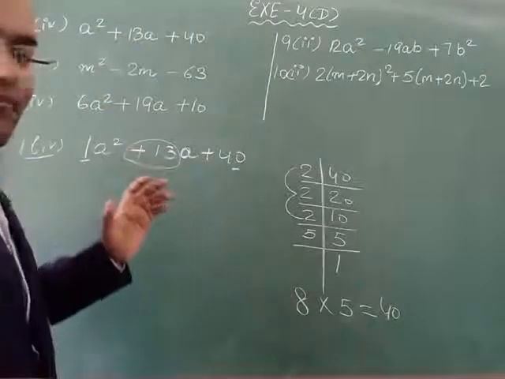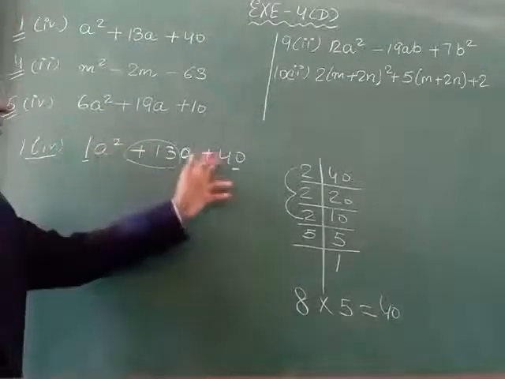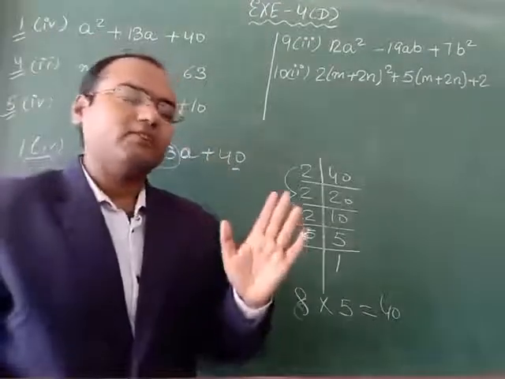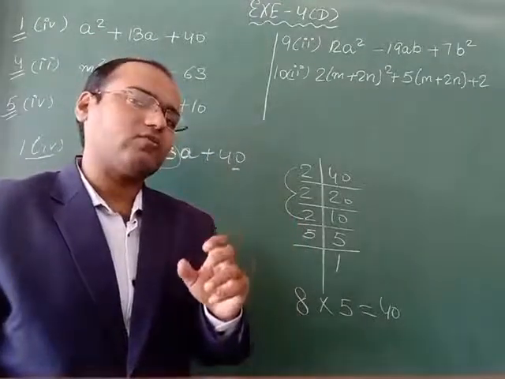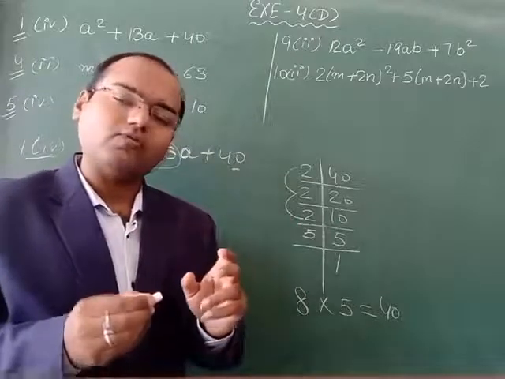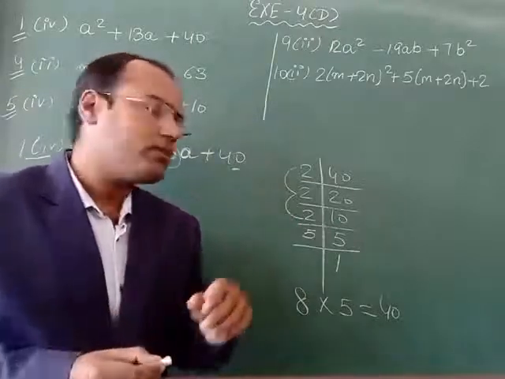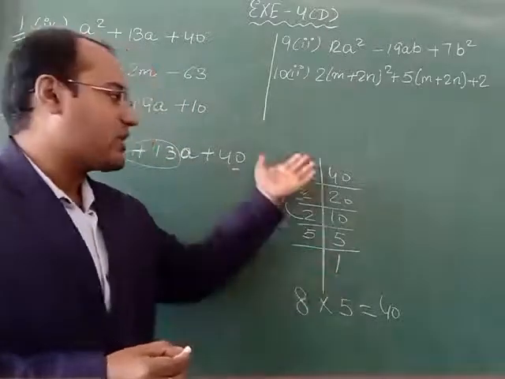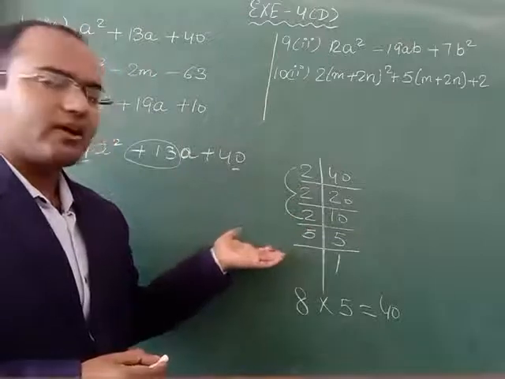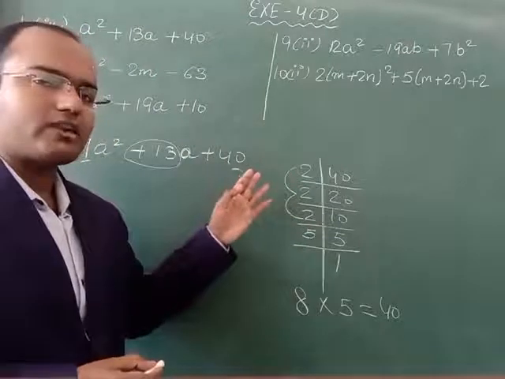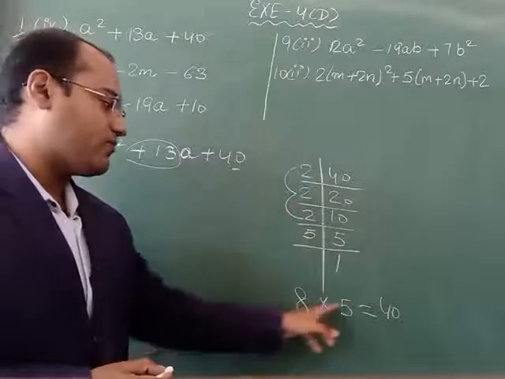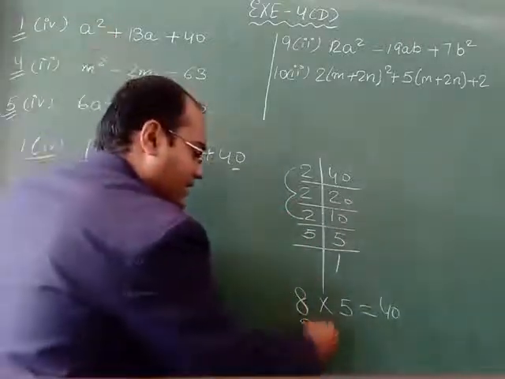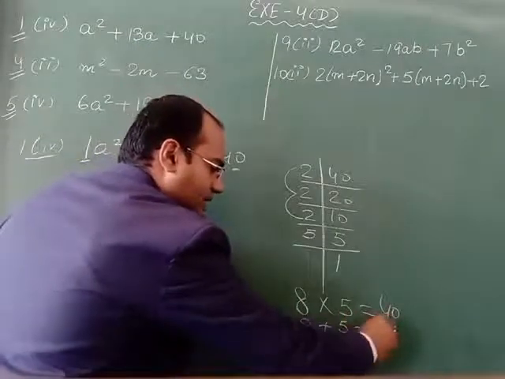So what we have to do? First step, we will find the product of 1 and 40. After that we get the answer 40. We have to find the pair of factors of 40 such that their product should be 40 and their sum should be 13. So what have we done? Here we find the prime factors. With the help of these prime factors, 2 multiply 2 multiply 2, the answer will be 8. 8 and 5, if we find the product, the answer will be 40. And when we add them, 8 plus 5, the answer will be plus 13.